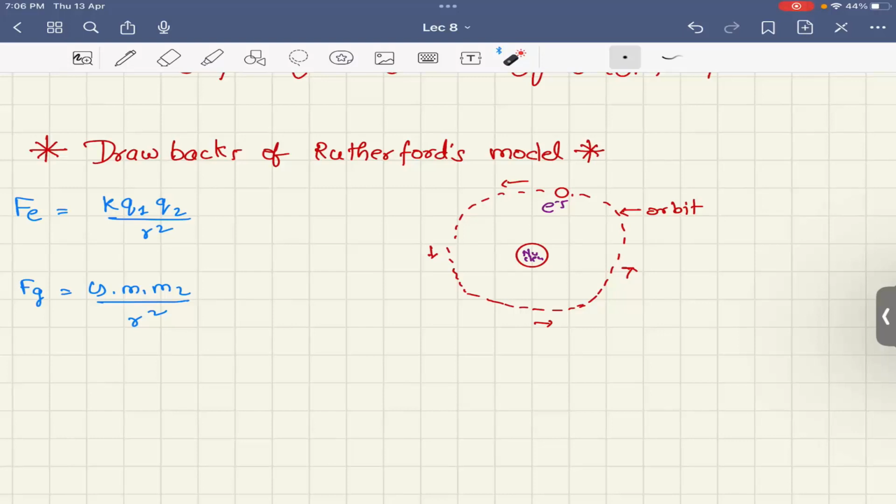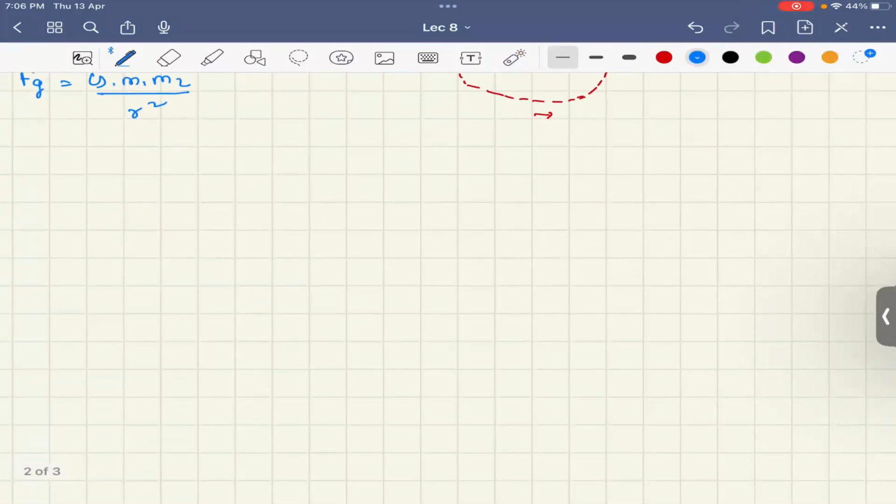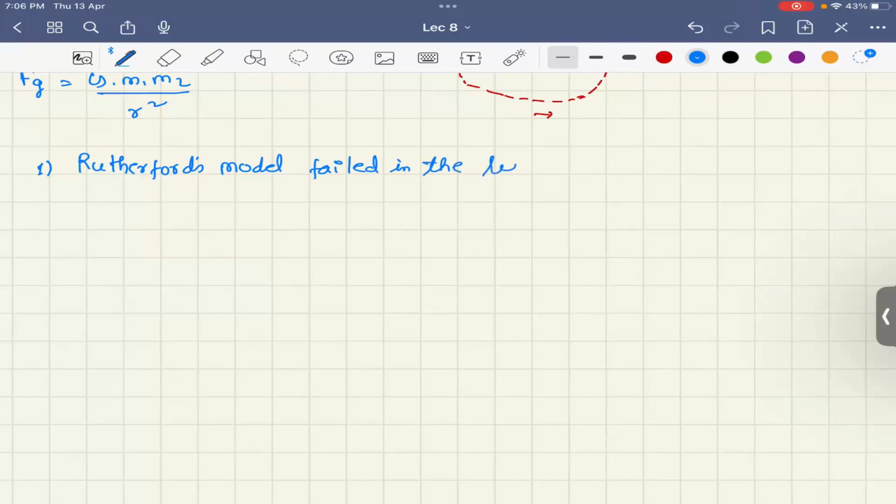However, there arises a difficulty with Rutherford's model. It failed in the light of electromagnetic principles. So what we can write is: Rutherford's model failed in the light of electromagnetic principles. We will study about it.